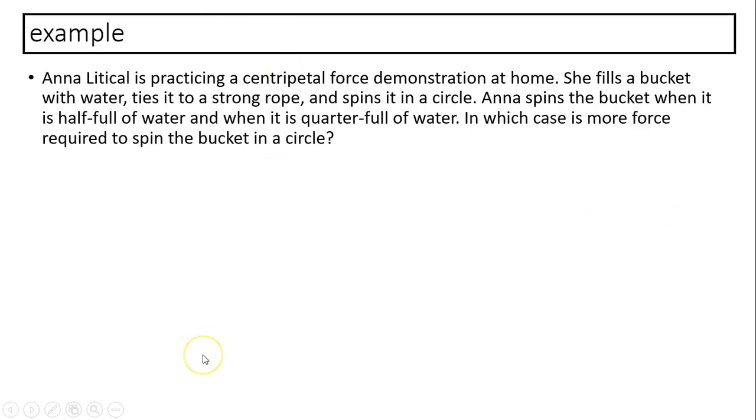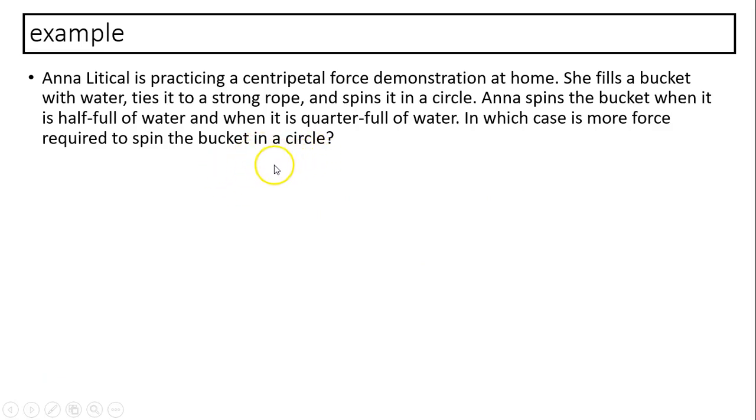Let's take a look at the first example. Anna is practicing a centripetal force demonstration at home. She fills a bucket with water, ties it to a strong rope, and spins it in a circle. Anna spins the bucket when it is half full of water and when it is quarter full of water. In which case is more force required to spin the bucket in a circle?